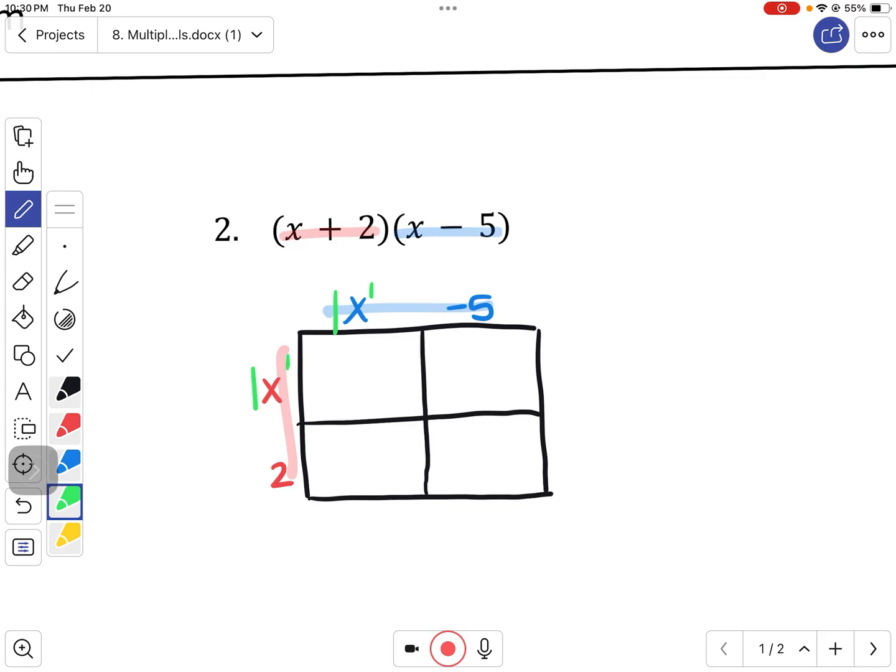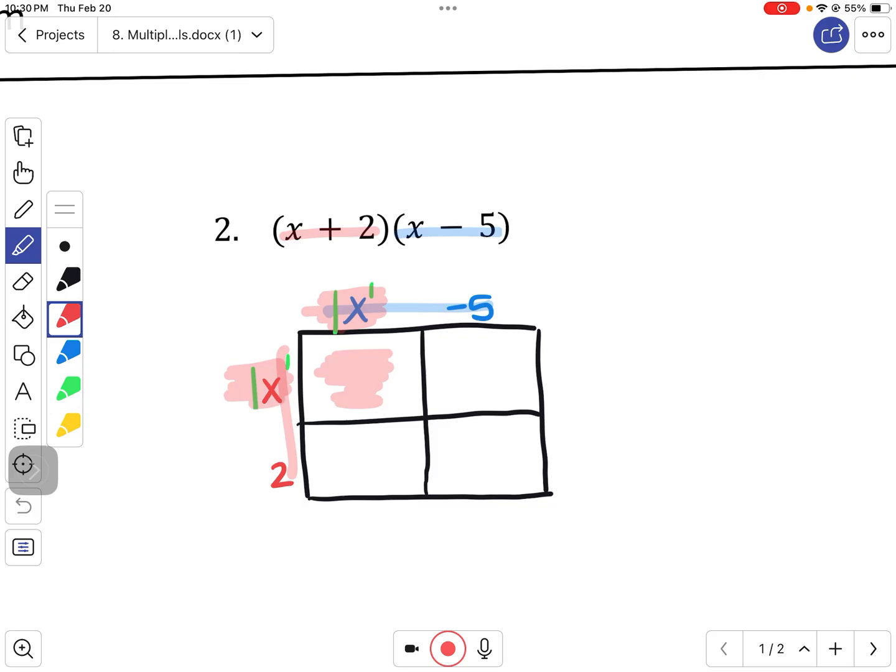And now I can go ahead and do my multiplying. So the first box I want is this box right here. And to get that box, I'm going to go right above it and right beside it. Okay, so I'm going to take my big numbers. 1 times 1 is 1. I have x to the first and x to the first. That's going to give me x squared.